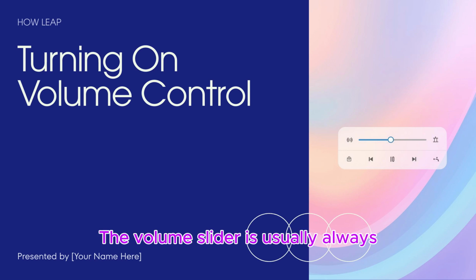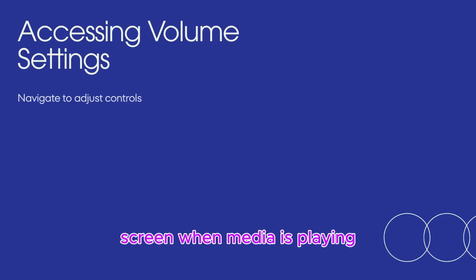Let's learn how to turn on volume control on the lock screen of your iPhone. The volume slider is usually always visible on the lock screen when media is playing. If you cannot see it, we need to check a few settings.